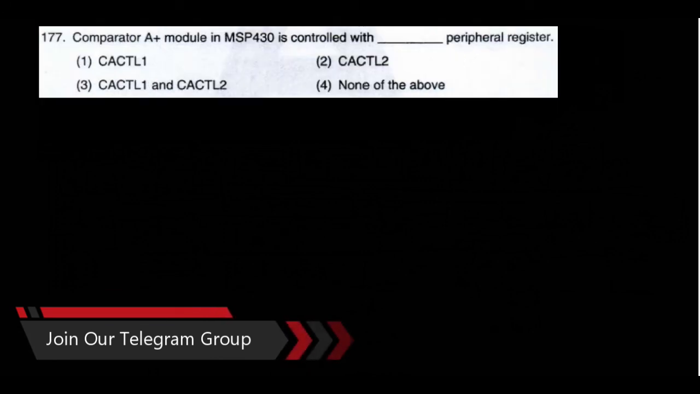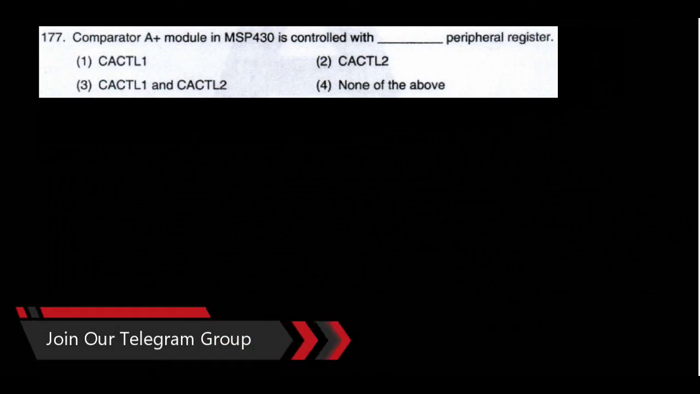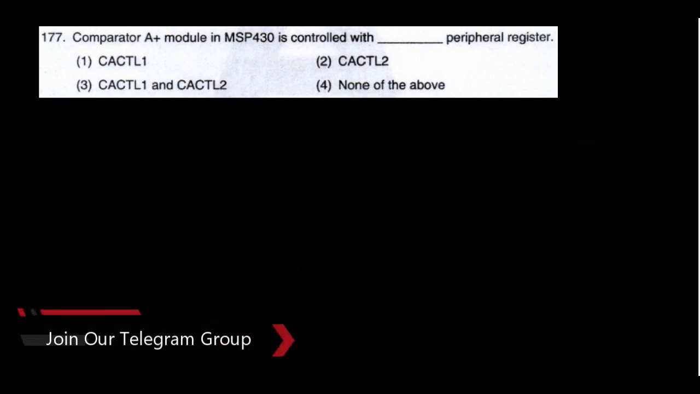Question number 177. The Comparator A plus module in MSP430 is controlled with dash peripheral register. That is CACTL1 and CACTL2.